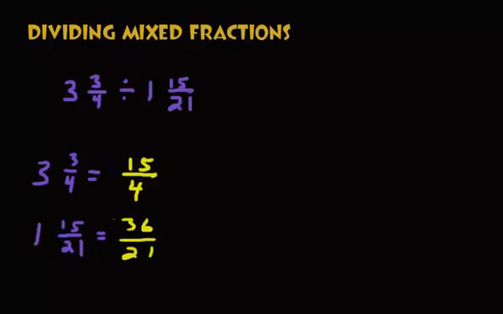So we're going to come back up to the original problem again, and instead of writing it out in mixed fractions, I'm going to write it as improper. So we get 15 fourths divided by 36 over 21. So now that we have it in improper fractions, we can then use our normal division of fractions. And the way that that worked would be you would leave the first fraction alone.